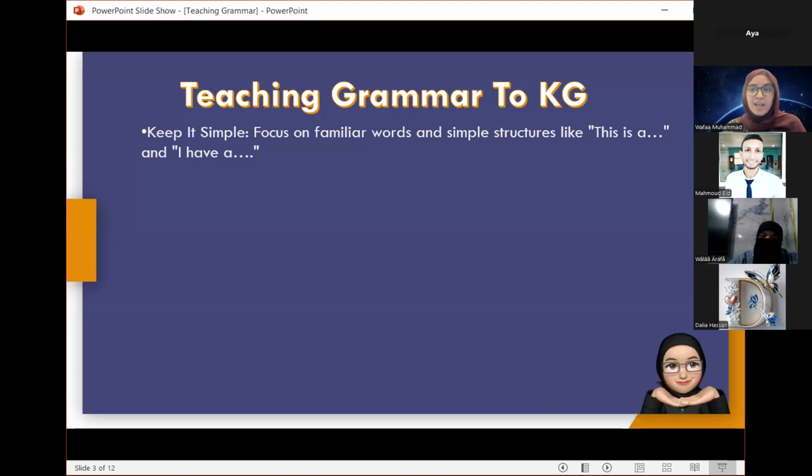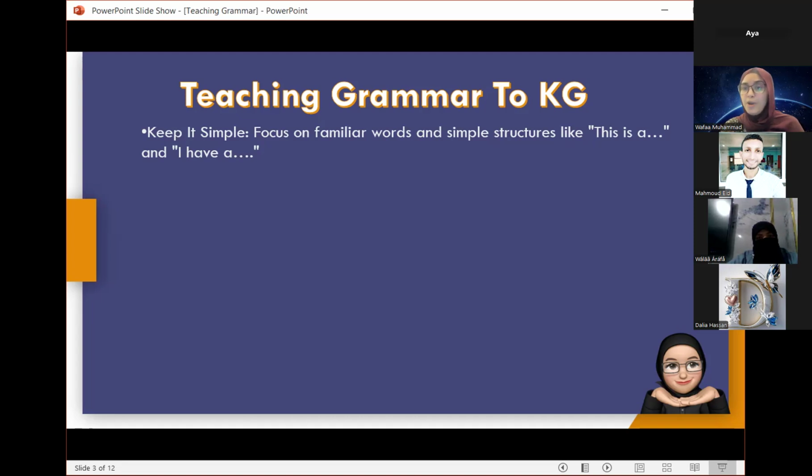But first of all, let's agree. For the kindergarten, starting from KG1 or the reception stage, it is totally oral. It is not written, because they don't have the ability to write sentences. So it's only about the spoken language. This is a pen. This is my pen. I have a cat. I have a dog. I have a red t-shirt. Okay, we teach them a lot of words. So words are nothing unless you use them in the right way.